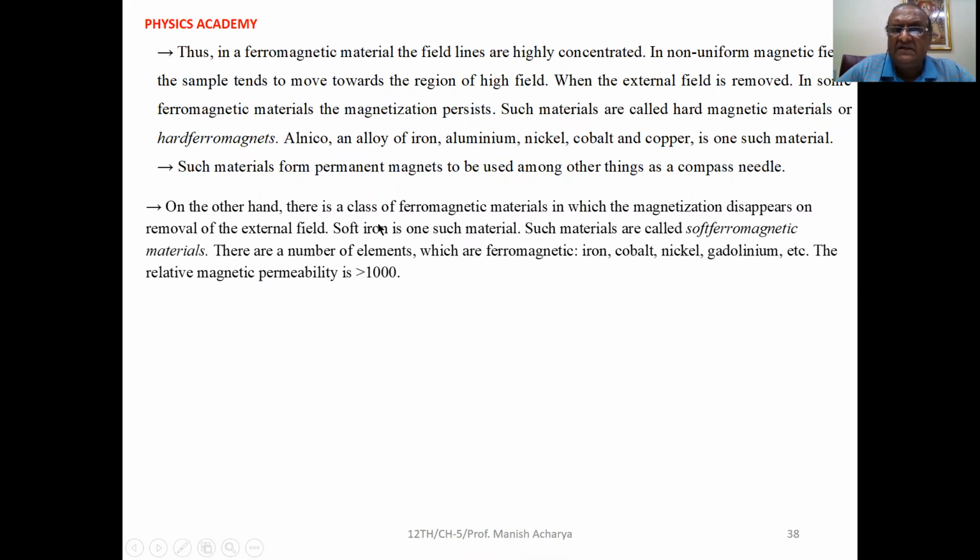On the other end, there is a class of ferromagnetic materials in which the magnetization disappears on removal of the external field. Soft iron is one such material. Such materials are called soft ferromagnetic materials. There are a number of elements which are ferromagnetic: iron, cobalt, nickel, etc., with relative magnetic permeability greater than 1000.